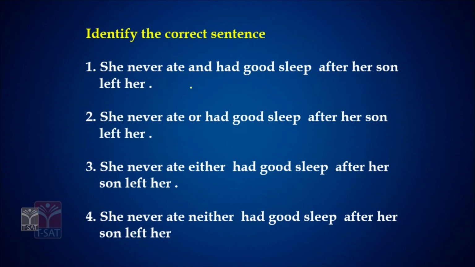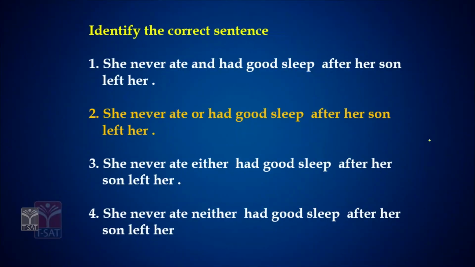Now, see sentences 1 and 2. She never ate and had good sleep after her son left her. She never ate or had good sleep after her son left her. You can say the word never is marked for negativity and generally we use or. There is an option. So, the better sentence is the second one. They never ate or had good sleep after her son left her. Now, let us go to the set number 3.